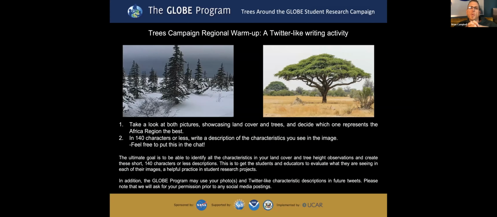This is what we call a Twitter-like writing activity, where here's two images. Once again, this is to get people warmed up, and students and educators to really focus on particular images and try to identify all the characteristics you see in these images.